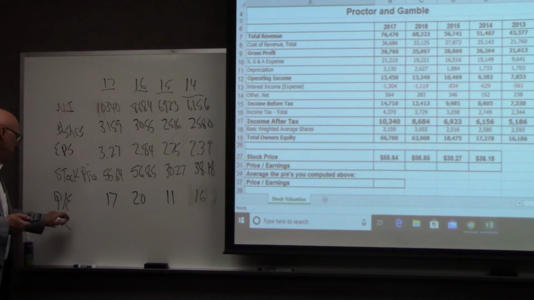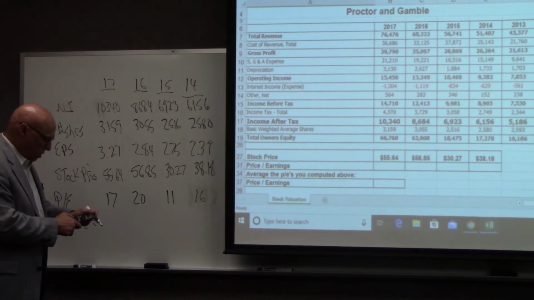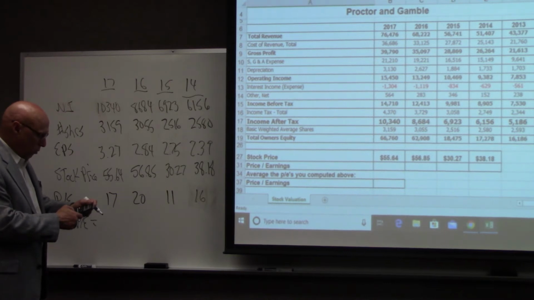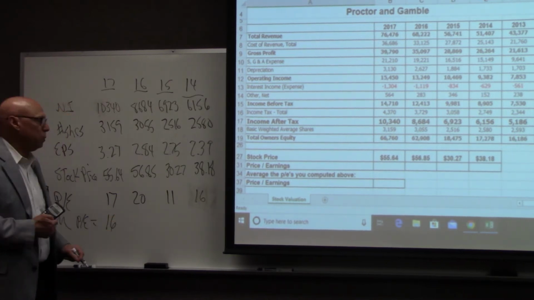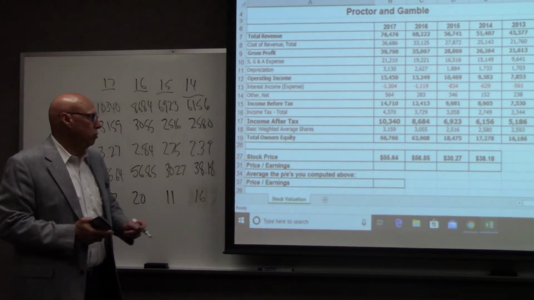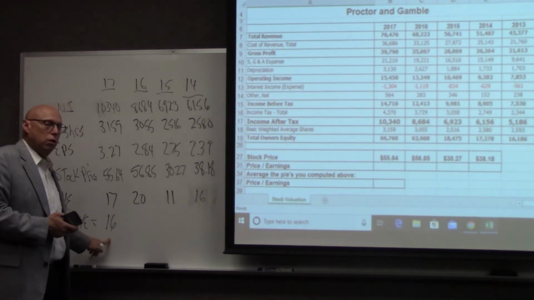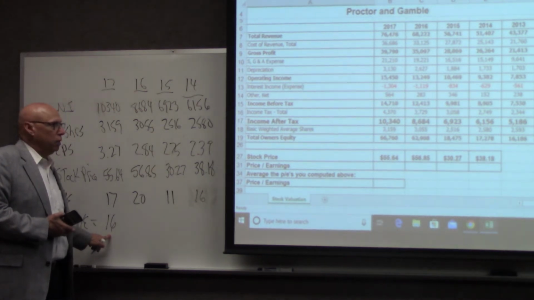Let's find the average PE, and that would be 17 plus 20 plus 11 plus 16 equals, divided by 4, 16 is our average PE. And that is going to be the PE that we'll use. We'll multiply this PE by the earnings per share that we're going to forecast.